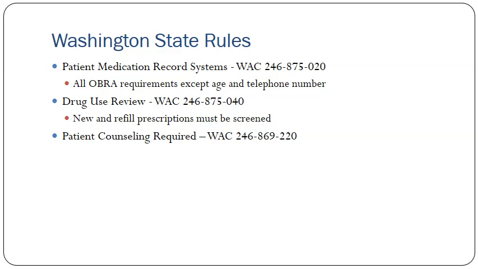This summarizes the state rules and requirements on patient medication records, drug use reviews, and patient counseling. You see there are several requirements for the medication records. This is the Omnibus Budget Reconciliation Act of 1990, which mandates the offer of counsel to patients about prescriptions, as we just discussed on the previous slide. It also specifies the components of patient counseling. The requirements include the 7 elements that we just listed from the previous slide.